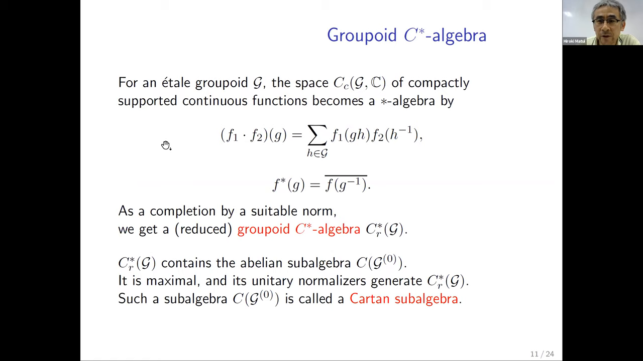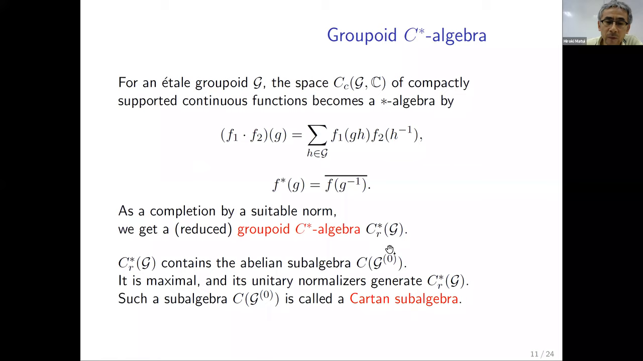Okay, so I have to define or introduce many things. So next, I introduce the groupoid C-star algebra. For an étale groupoid G, the space of compactly supported continuous functions becomes a star algebra by these operations. So this is an analogy of the usual group algebra, in the setting of a groupoid. And by taking a suitable completion, I get the groupoid C-star algebra as a completion of this star algebra, and it's denoted by C star G.